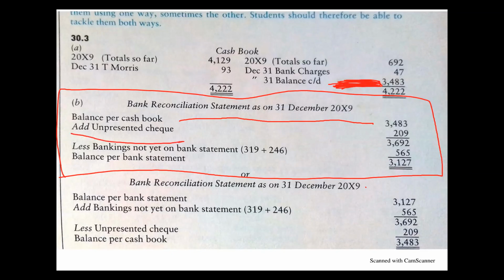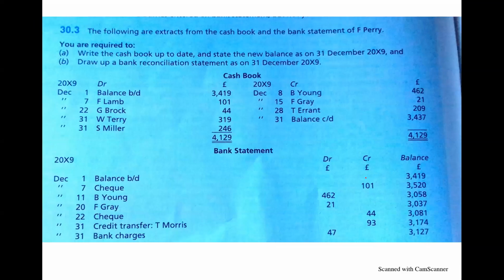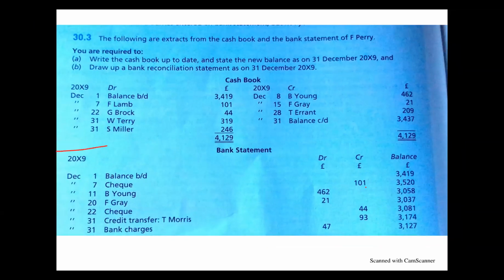I think you know where we find the unpresented checks, isn't it? Where do we find the unpresented check? On the credit side of the cash book, right? Unpresented checks are found on the credit side of the cash book. On the credit side of the cash book, we find this unpresented check, 209 from Arion. So that's the unpresented check.